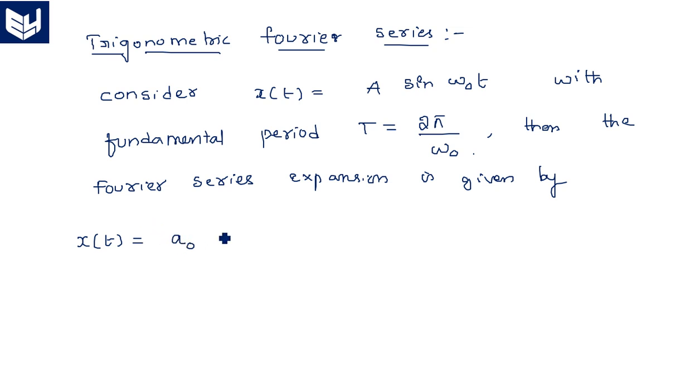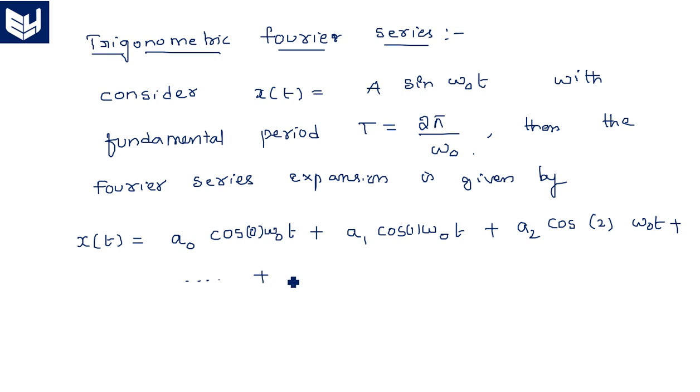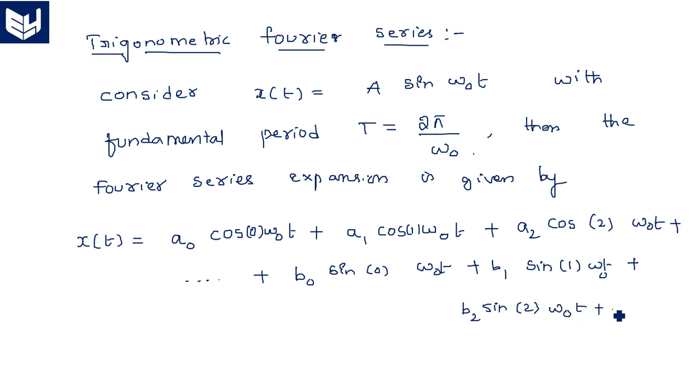A naught cos 0 omega naught t plus a1 cos 1 omega naught t plus a2 cos 2 omega naught t, and so on, plus b naught sine 0 omega naught t plus b1 sine 1 omega naught t plus b2 sine 2 omega naught t, and so on.